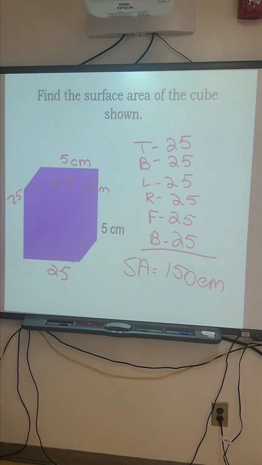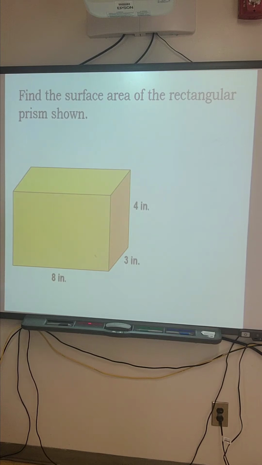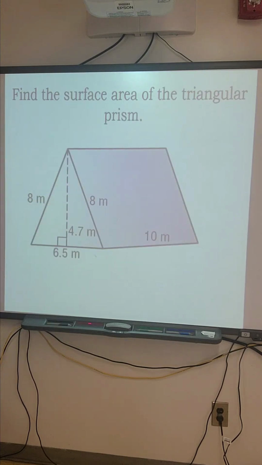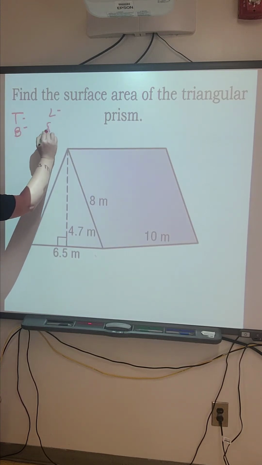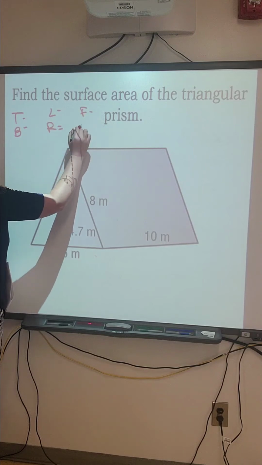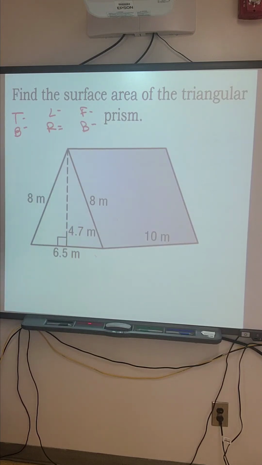Okay? Let's just do a couple more of these. Alright, this is what I was looking for. Alright, so let's find the surface area of this triangular prism. Remember, we have to find the top, bottom, left, right, front, and back. So we have to find the area of this triangle right here.